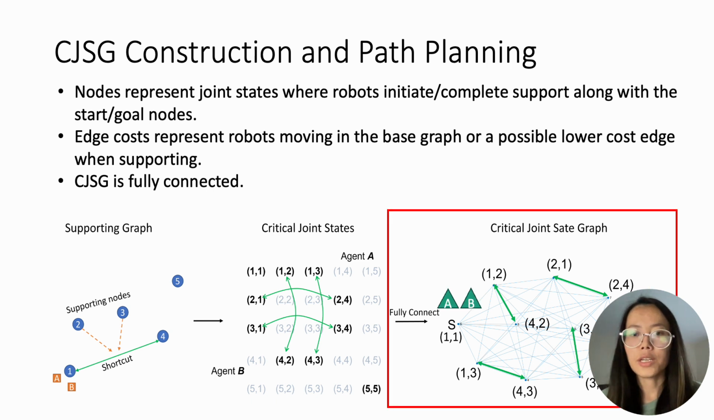We can see an example of the path planning using CJSG here. We see both robots jointly navigate the minimum cost path to reach the goal using coupled and decoupled actions.